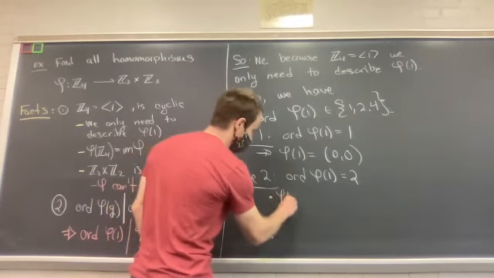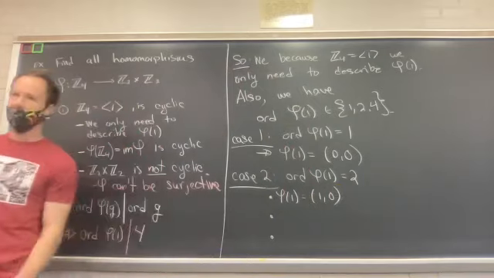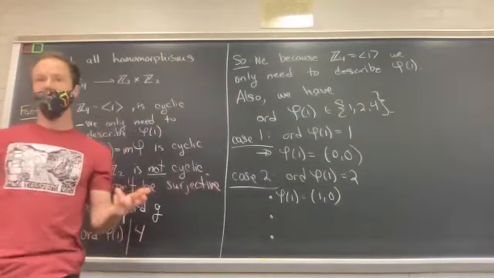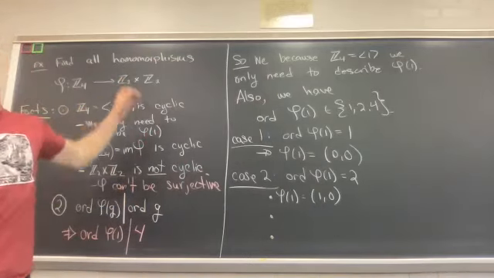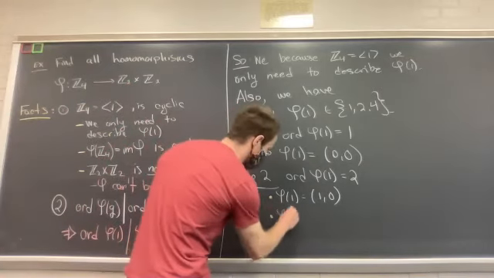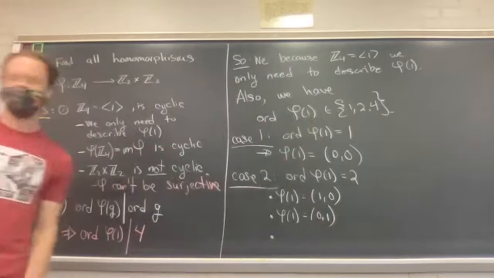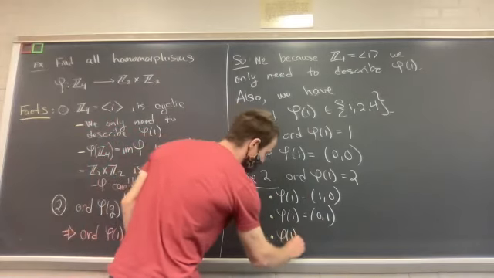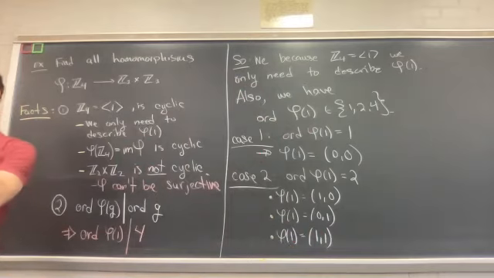So we could take phi of 1 to be 1, 0, like that. So notice this has order 2 in Z2 cross Z2, because you do 1, 0 plus 1, 0, you get 2, 0, but in Z2, 2 is 0, right? So we're good to go. And then we can also do phi of 1 equals 0, 1, like that. And then finally, we could do phi of 1 equals 1, 1. So all of those have order 2, right?